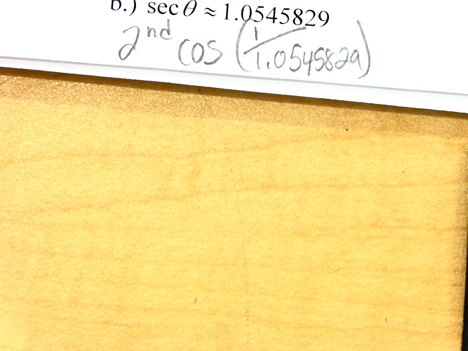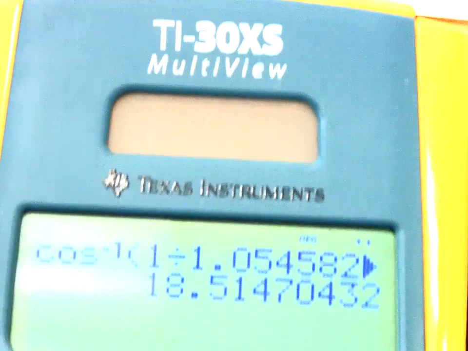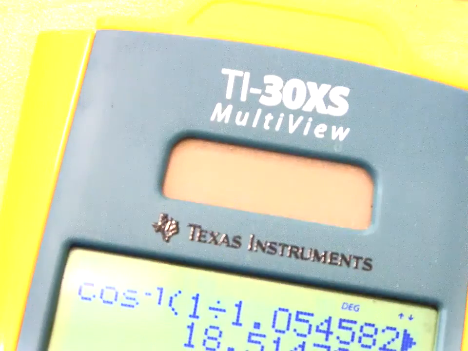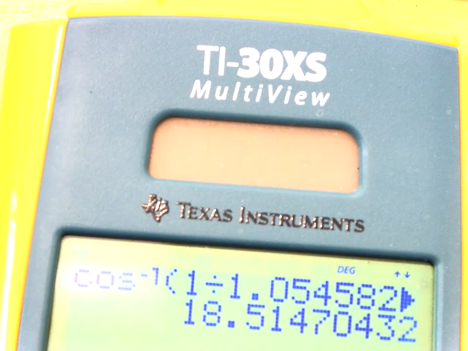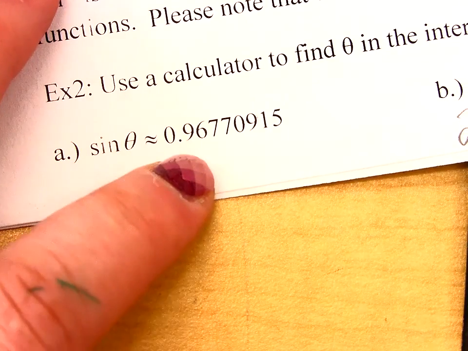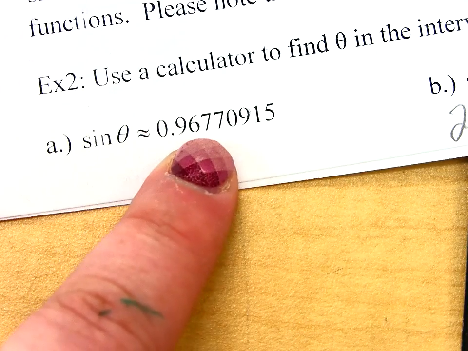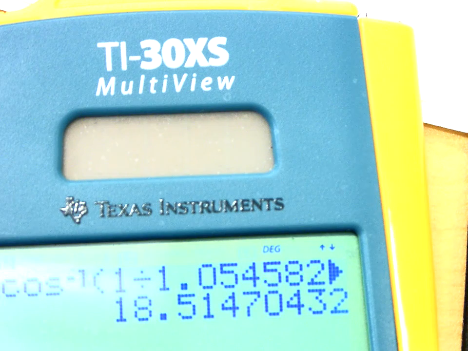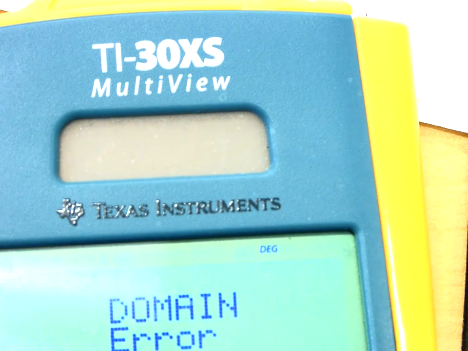How about C? This one should be easy. What angle has a cosine of 2? What can I hit on my calculator to find out? Well, go back here to sine. Remember how we found out this angle? I just hit second sine and typed in that decimal. So shouldn't I just hit second cosine 2? Yeah, let's try it. Second cosine 2. It said domain error.